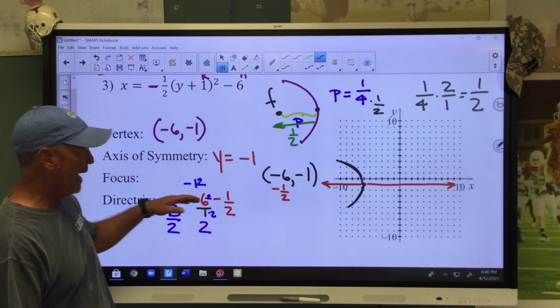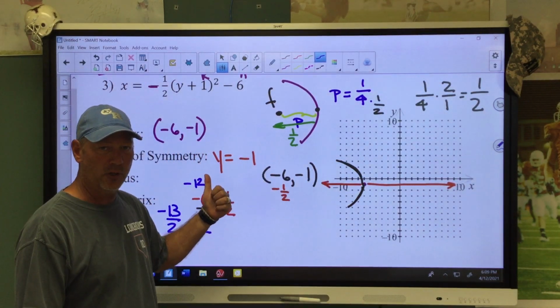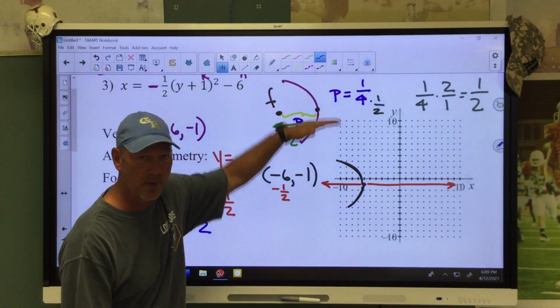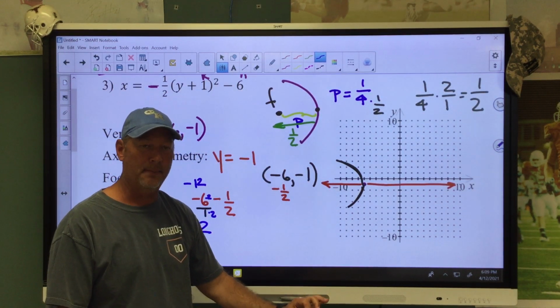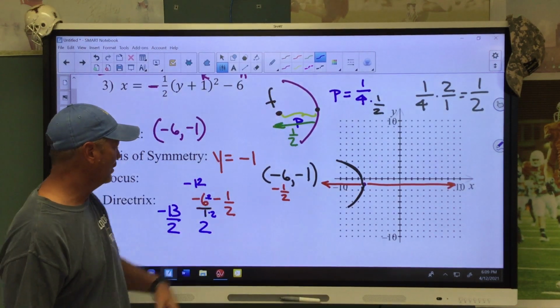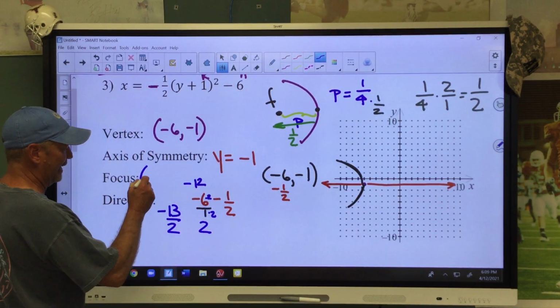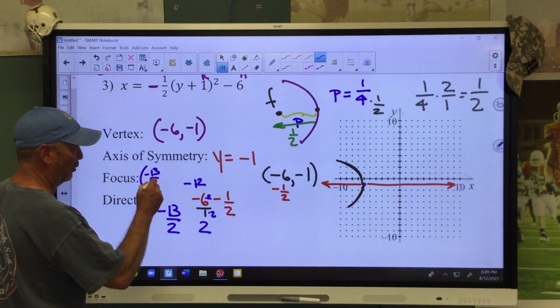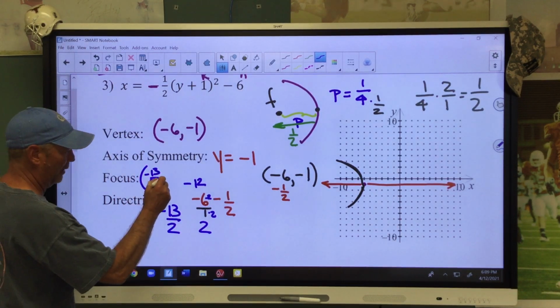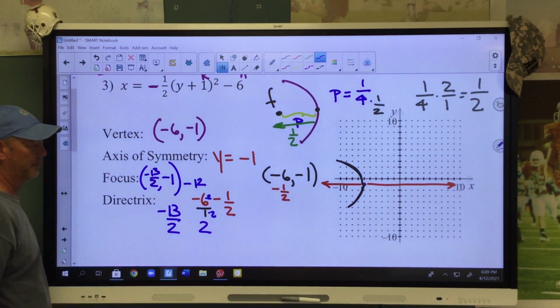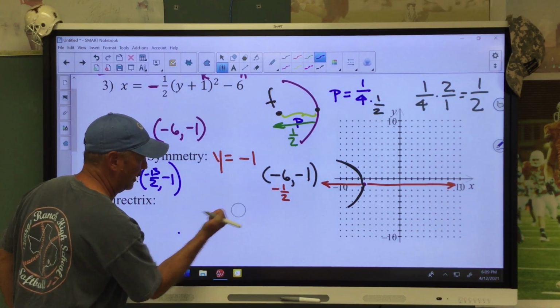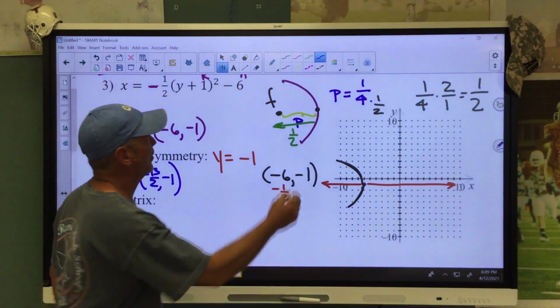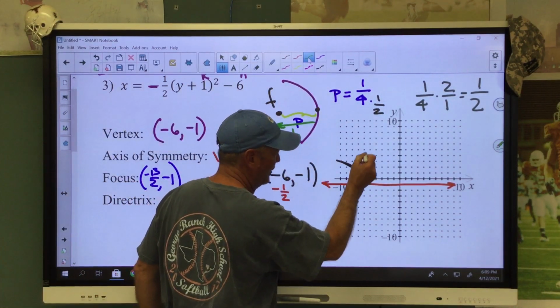Now, I had to slide left. I'm at -13 over 2, but I did not change my height. I did not change my y value. So my y value will stay the same. So at this point, my focus is going to be located at -13 over 2, comma, we stay the same at -1. There is your focus. Okay? Let me erase this because we're going to go find our directrix. Now, our directrix is a line outside.